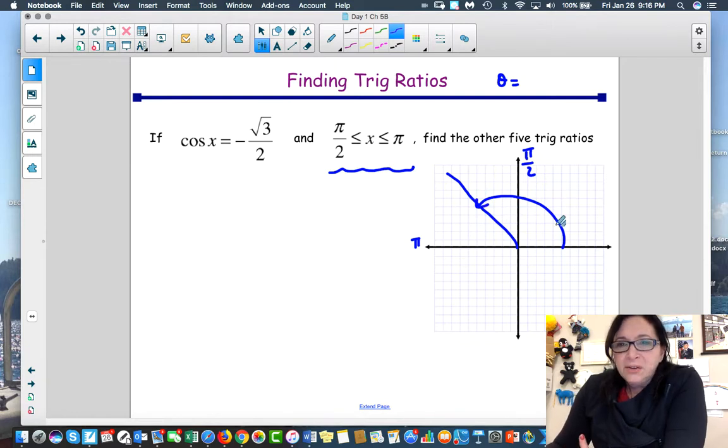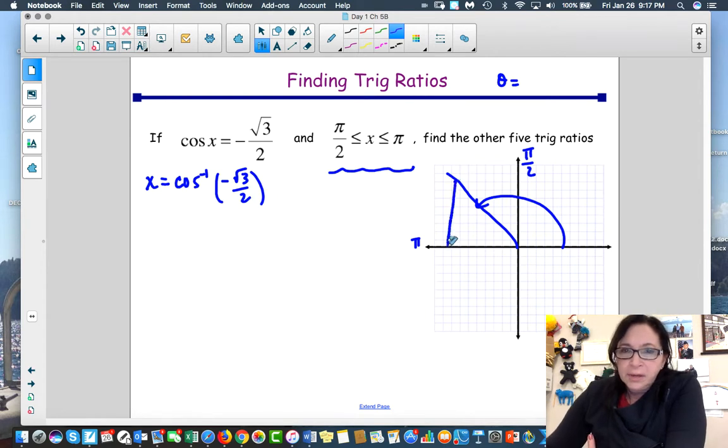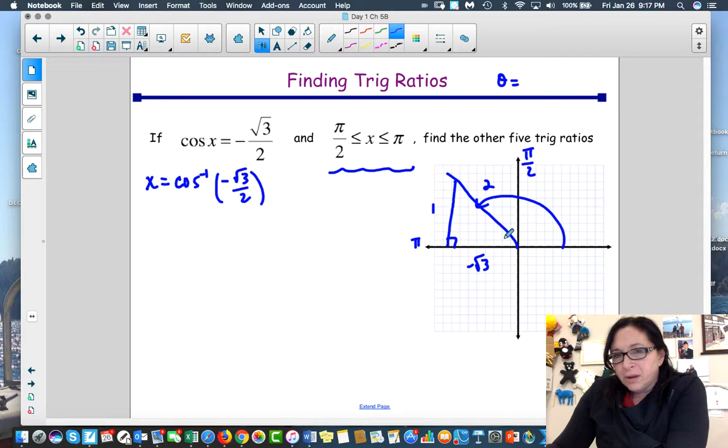So what we need to do is first find this angle. This is asking me x is equal to arc cosine of negative root 3 over 2. So it's asking me where is cosine negative root 3 over 2. So I'm going to put this in the second quadrant, and I'm going to say, well, cosine is adjacent over hypotenuse, so that's negative root 3 adjacent over hypotenuse. That makes that a 1 using the Pythagorean theorem. This angle here is going to be our reference angle.